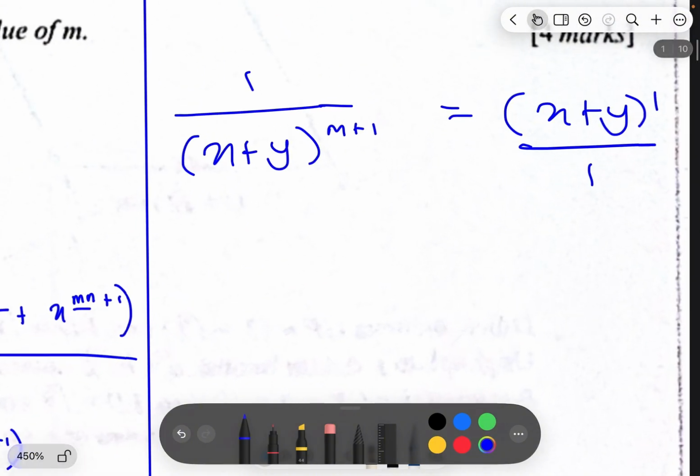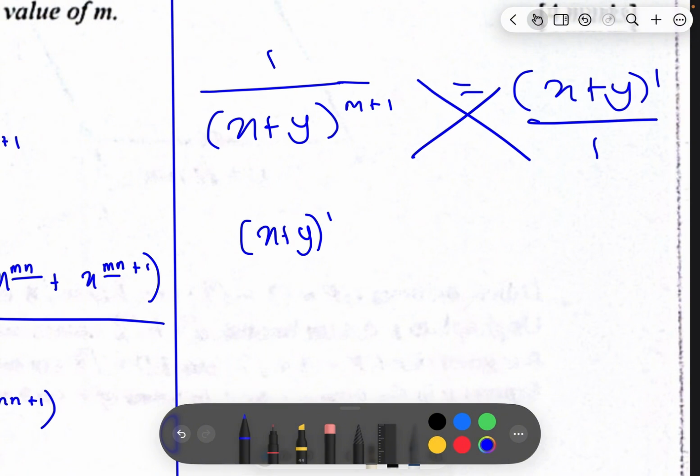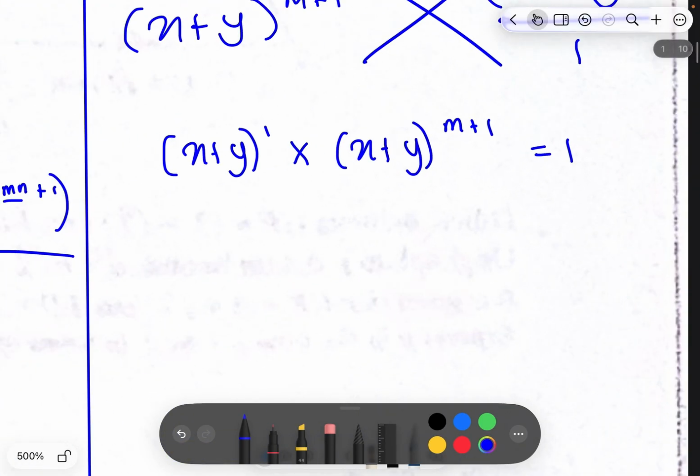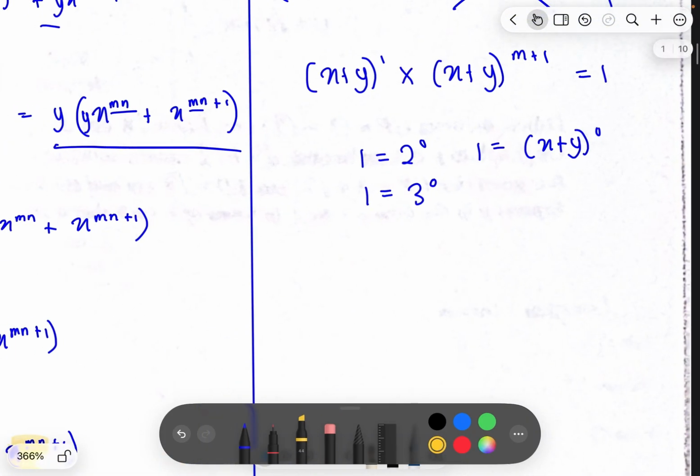So what I like to do is I like to draw imaginary over one fraction. So I times these two, cross multiply. So I get x plus y power of 1 times x plus y m plus 1 is equal to 1. Okay, so what is 1 equal to? 1 is equal to 2 power of 0, right? 1 is also equal to 3 power of 0. So can I say that 1 is equal to x plus y power of 0? Yes. So I'm going to use this and replace 1 with that so that it's all the same.